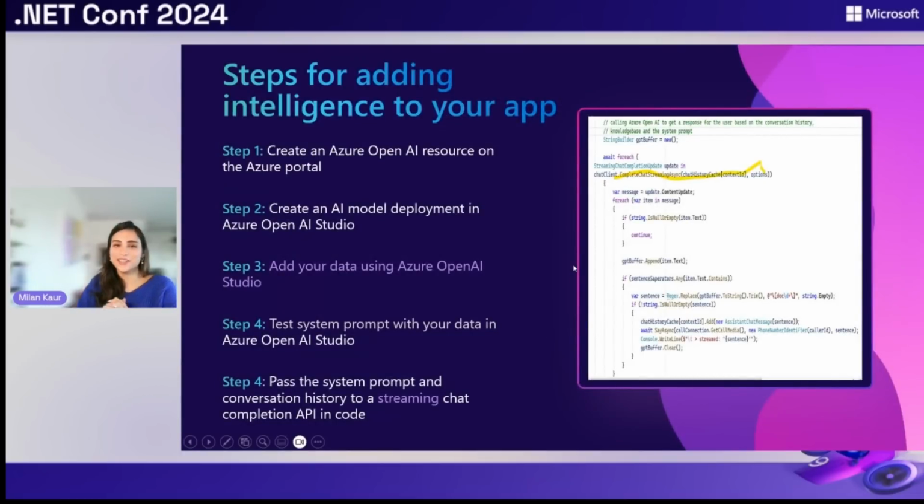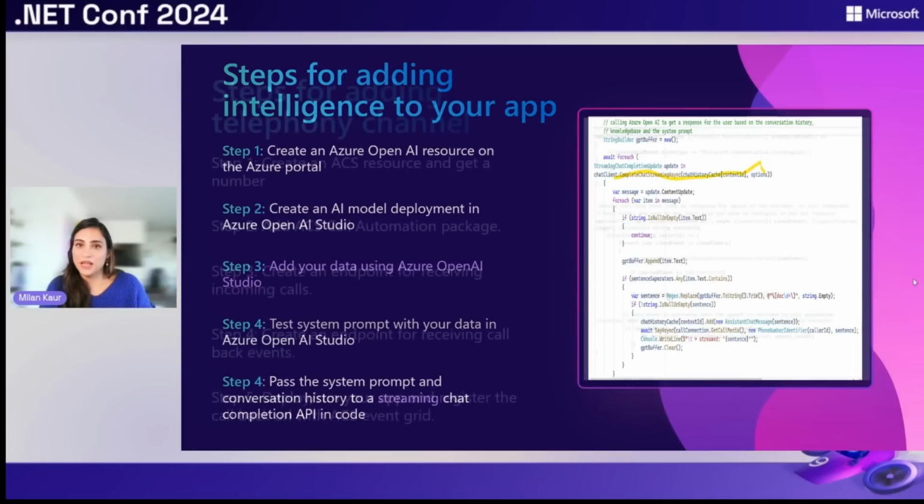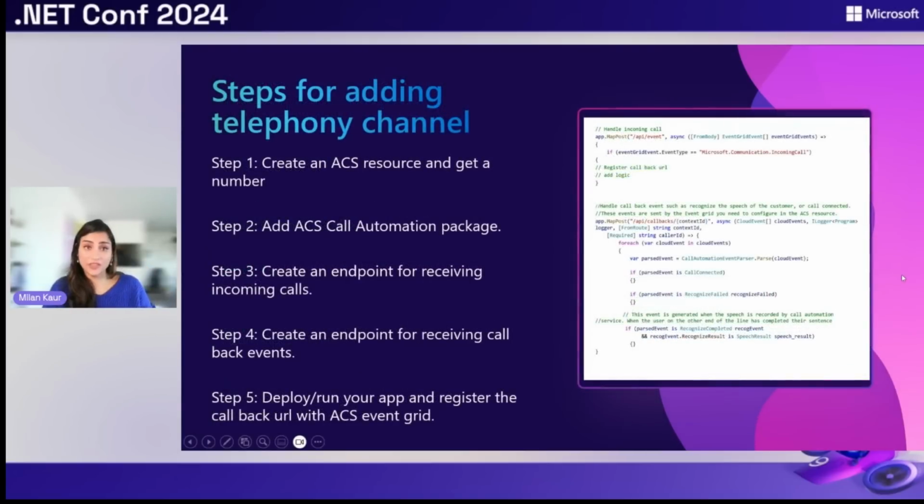Now, going back to the slides, a quick recap. How did we add intelligence to our application for the phone bot? We created an Azure OpenAI resource. We deployed a model. We also uploaded the documents that we wanted for the custom knowledge base in Azure OpenAI Studio using the chat playground, where I could just upload the files and get the index. And then we had a system prompt, and we passed the system prompt and chat conversation history into the streaming chat completion API.